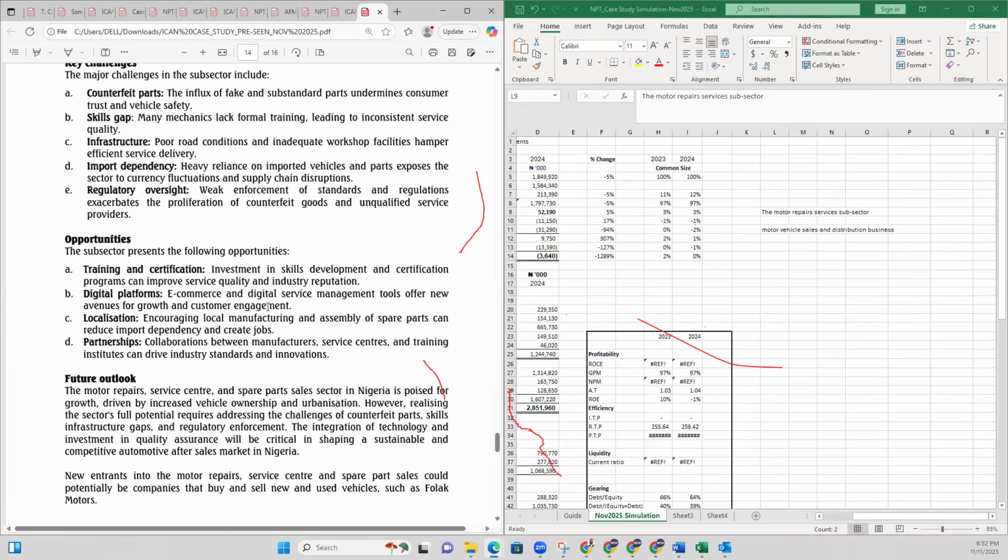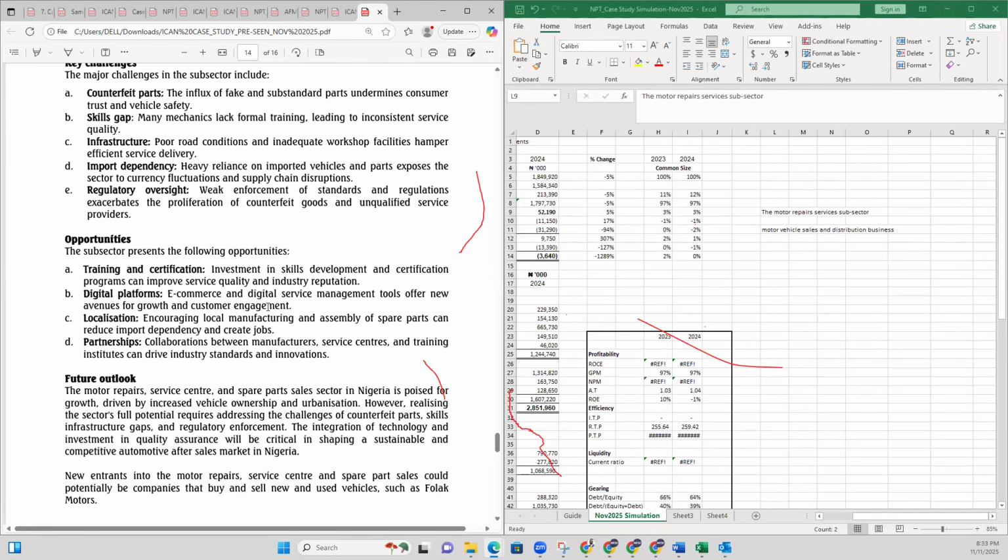C. Infrastructure. Poor road condition and inadequate workshop facilities hamper efficient service delivery. D. Import dependency. Heavy reliance on imported vehicles and parts exposes the sector to currency fluctuation and supply chain disruption. E. Regulatory oversight. Weak enforcement of standards and regulation exacerbates the proliferation of counterfeit goods and unqualified service providers.